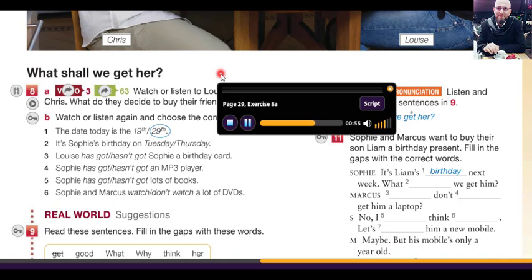Maybe. But she's got lots of books. It's difficult, isn't it? Yes, it is. I know. Let's get her a DVD. Yes, that's a good idea. Sophie and Marcus watch a lot of DVDs. And I think they've got a new TV. OK. Which DVD shall we get? Let's get her a film. Then we can watch it first. Chris?